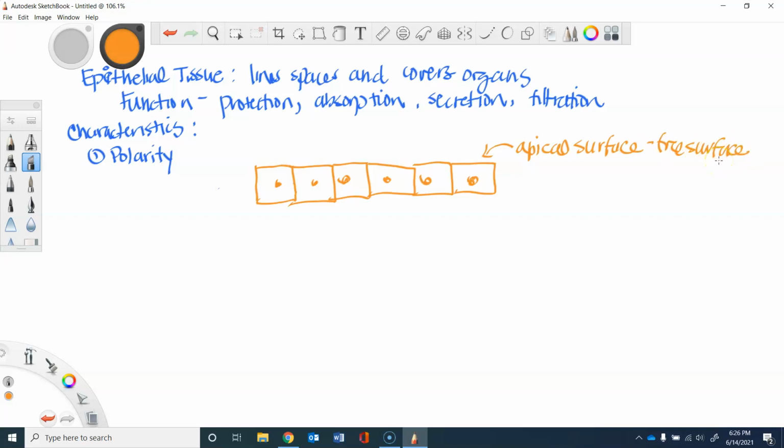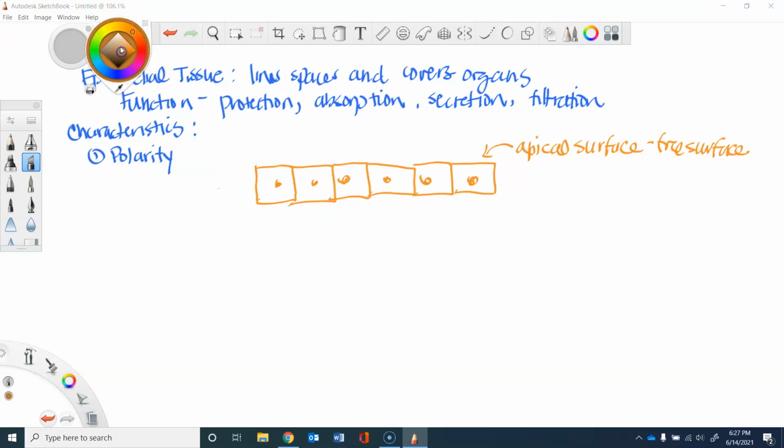So it's the surface that's going to be in contact with whatever's inside a hollow organ. So like your blood vessels are lined with epithelial tissue. So this side of that epithelial tissue is going to be in contact with blood. Your stomach is lined with epithelial tissue. So this apical surface in the stomach is going to touch food and whatever you're putting in your stomach. Okay, so that is the apical surface or free surface.